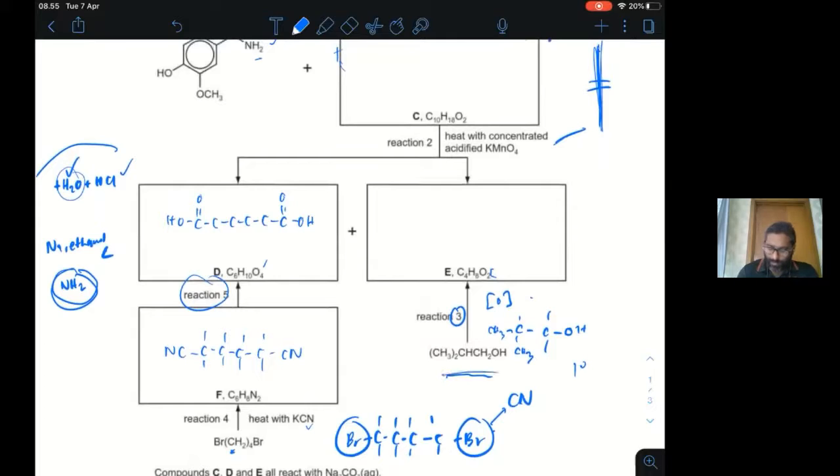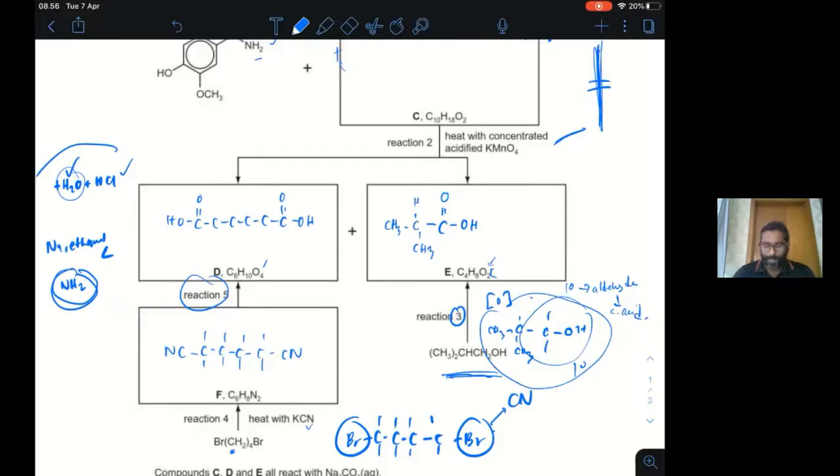Here, I have a primary alcohol. The primary alcohol is changing into carboxylic acid. Based on that, I'm going to write CH3, CH3, C, and this part is going to change into carboxylic acid. Why? Primary alcohol will change into aldehyde, and then after that into carboxylic acid. In this case, they are changing to carboxylic acid because there's 2 over there.